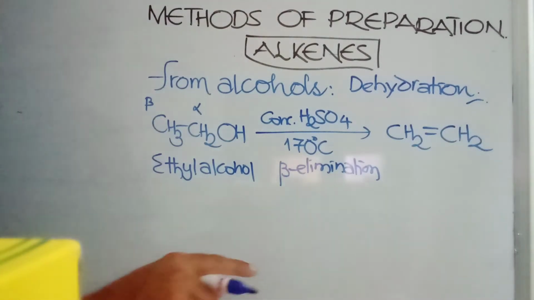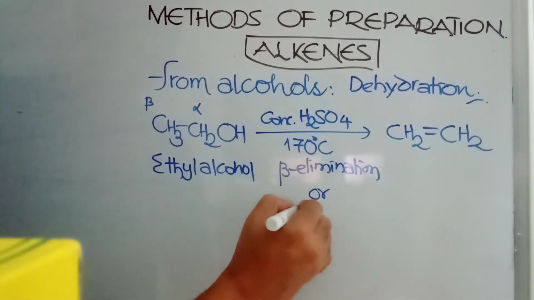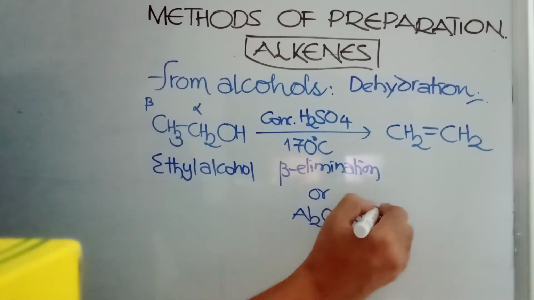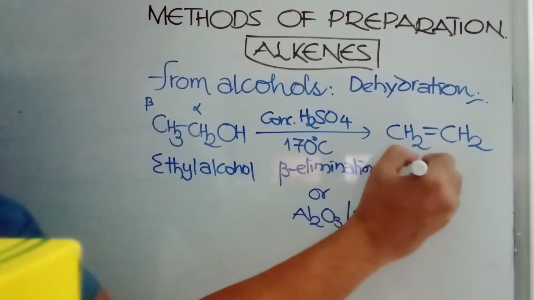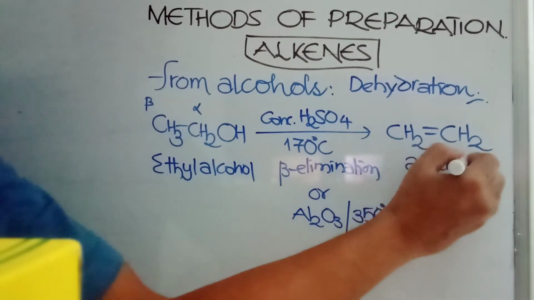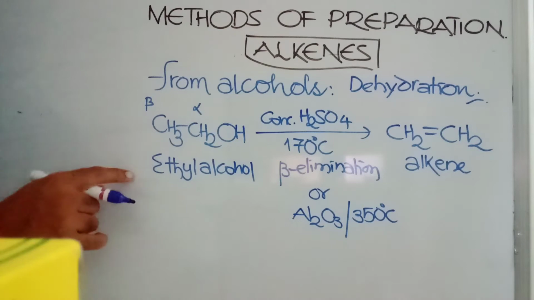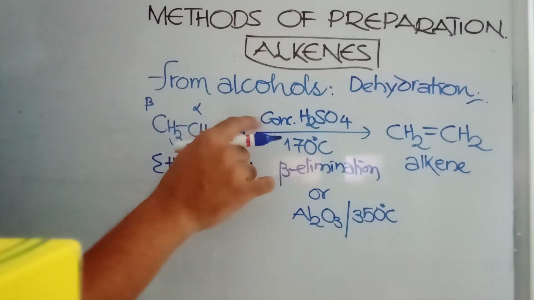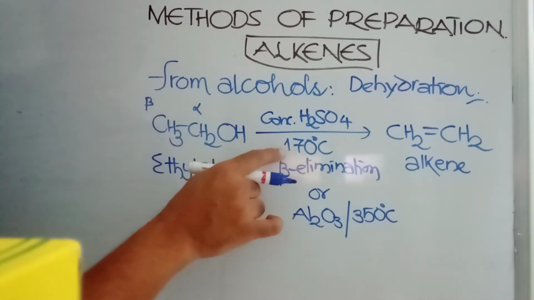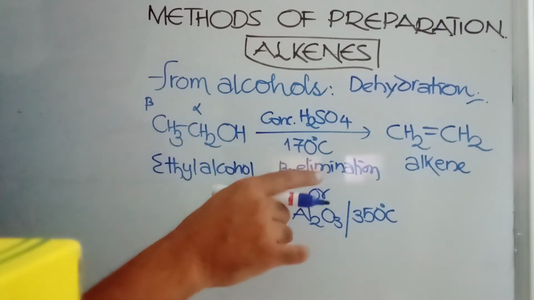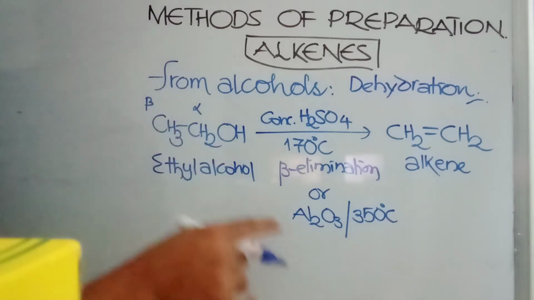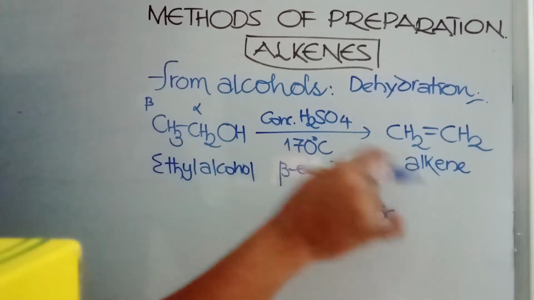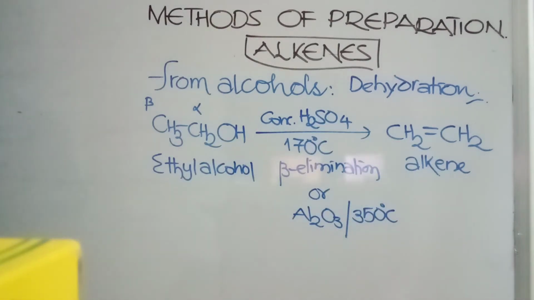For the same reaction, you can use alumina, Al2O3, at 350 degrees Celsius. You are getting the alkene, which is ethene here. Ethyl alcohol with concentrated sulfuric acid at 170 gives ethene. This point is important, because when the temperature changes, the products change. Al2O3 at 350 or concentrated sulfuric acid at 170 will give you alkenes.